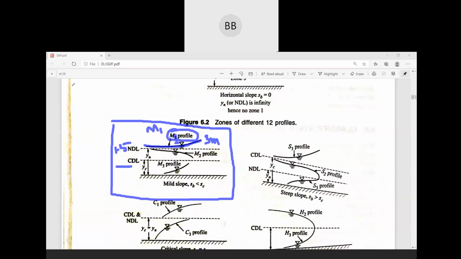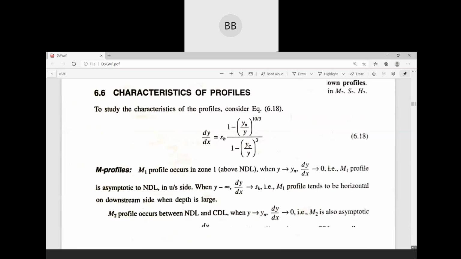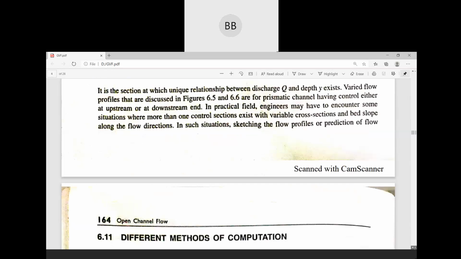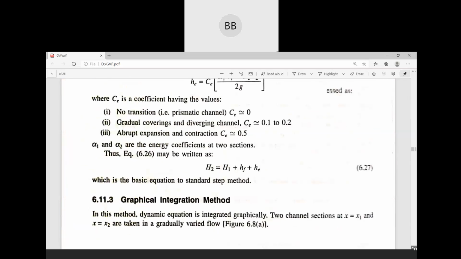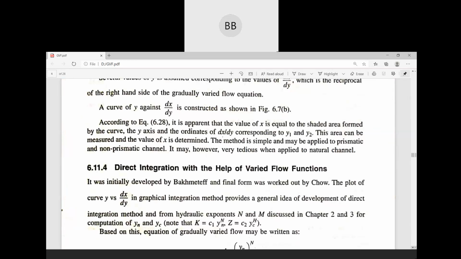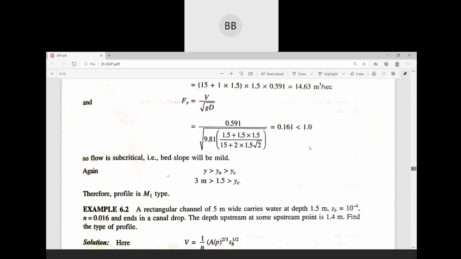So the solution of this question is the M1 profile. Therefore the profile is M1 type.